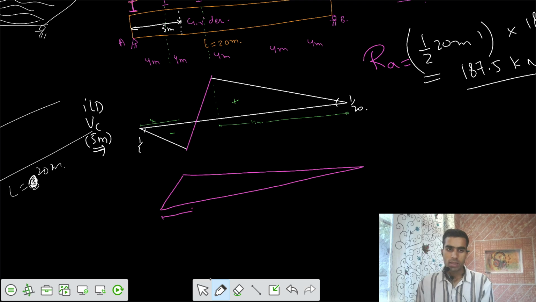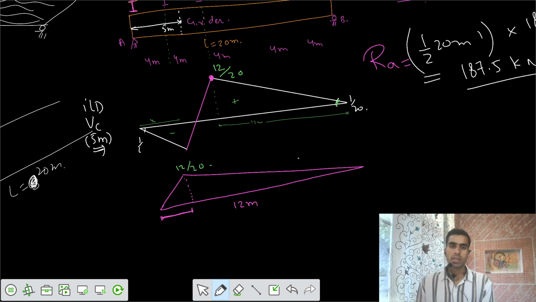Can you get this length by similar triangles? If this is 12 meter, what is this value equal to? And what is the ordinate here? I would say this ordinate is 12 by 20. Can I say that this is 12 by 20?